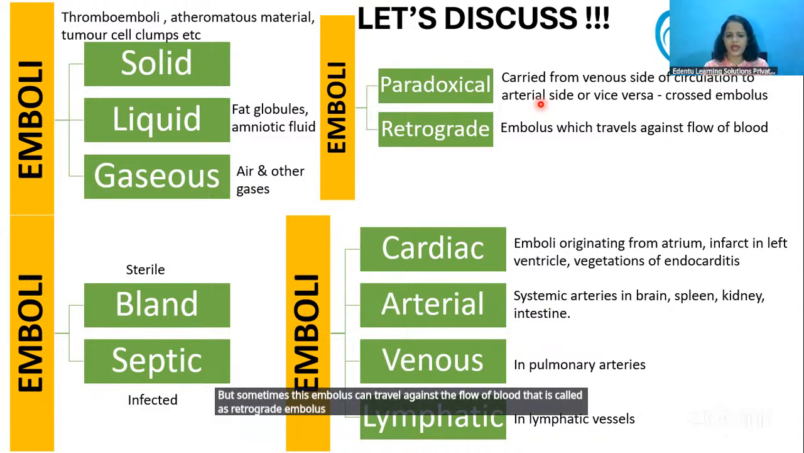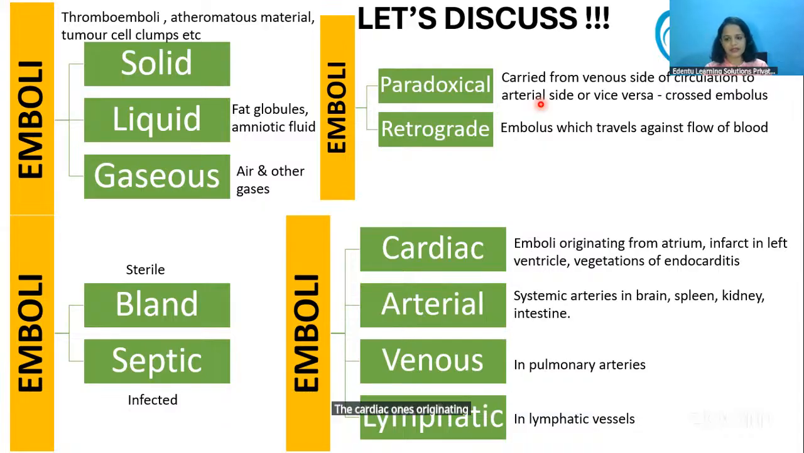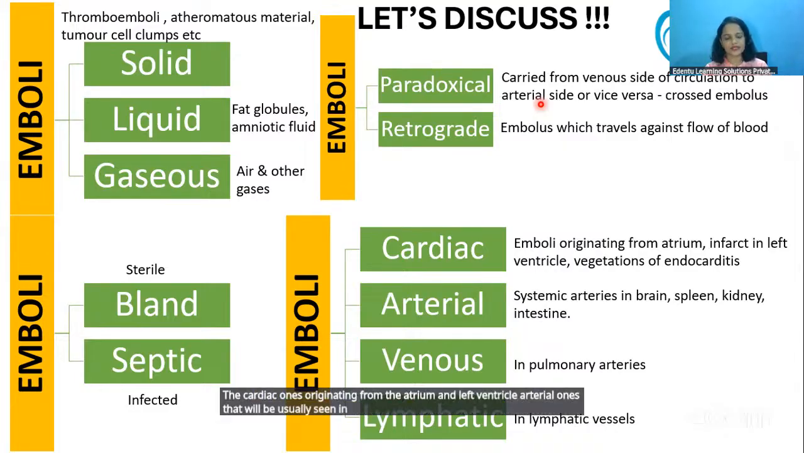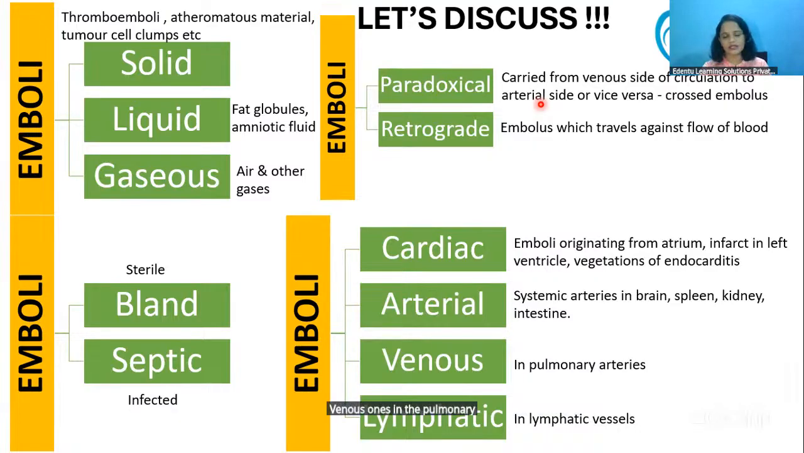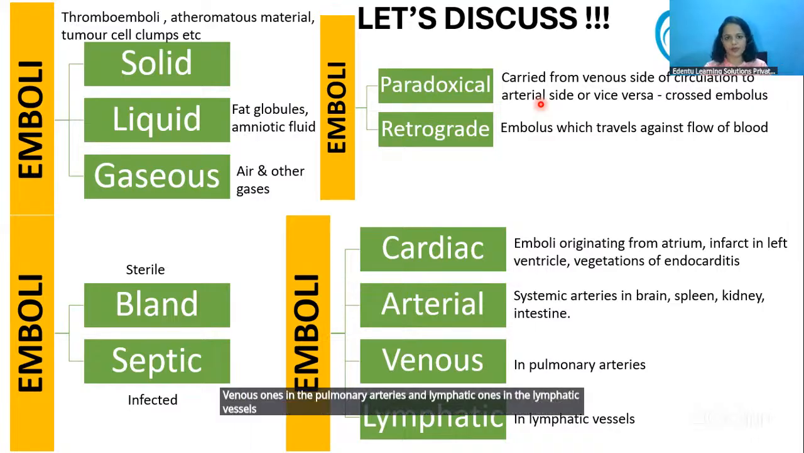Then we have the cardiac, arterial, venous, and lymphatic types, just like what we had discussed in the thrombus. The cardiac ones originate from the atrium and left ventricle, arterial ones will usually be seen in the main arteries in the brain, spleen, and kidney, venous ones in the pulmonary arteries, and lymphatic ones in the lymphatic vessels. You will be able to see emboli like this.